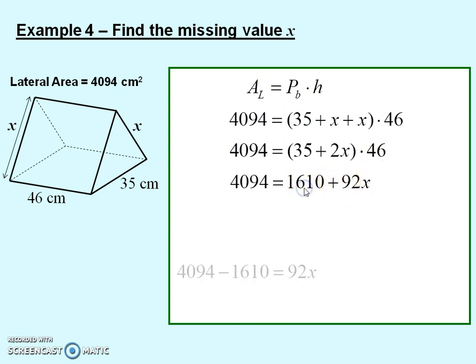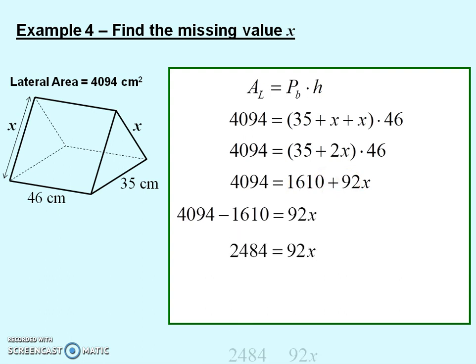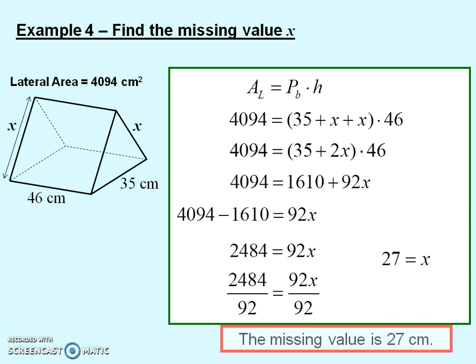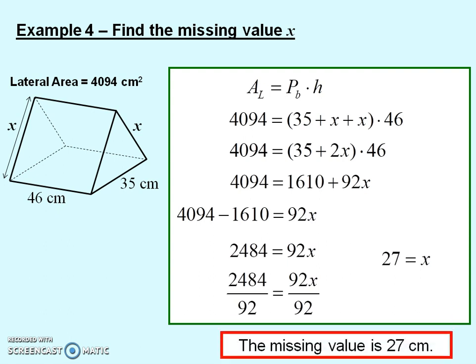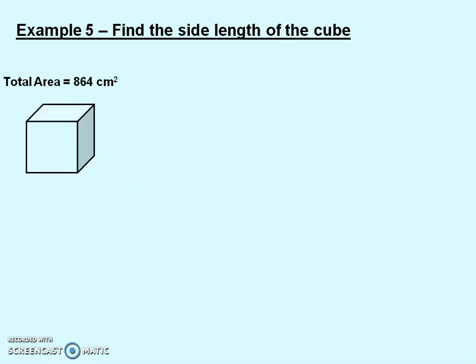I've got to bring the 1610 to the other side, subtract, and then I can divide both sides by 92. This works out to be 27. That's the missing value, 27 centimeters. Seems reasonable given the numbers in there. And actually, I said there was one more. There are actually 2 more examples, but this is a quick one.